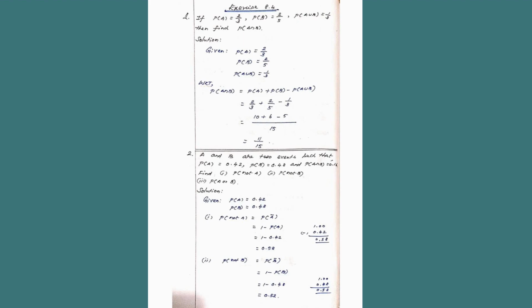The third one is P of A or B. So now P of A or B is equal to P of A union B. You write the addition theorem of probability. So P of A union B is equal to P of A plus P of B minus P of A intersection B. You substitute the values 0.42 for P of A plus 0.48 for P of B, then 0.16 for P of A intersection B.